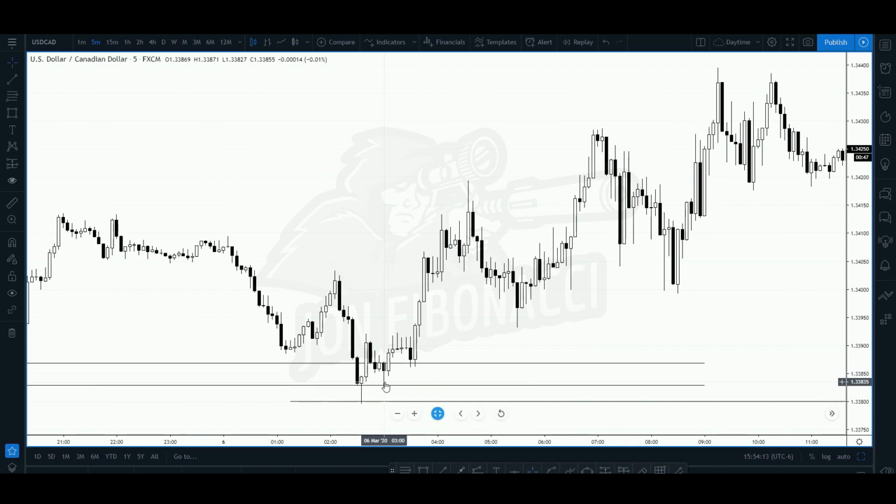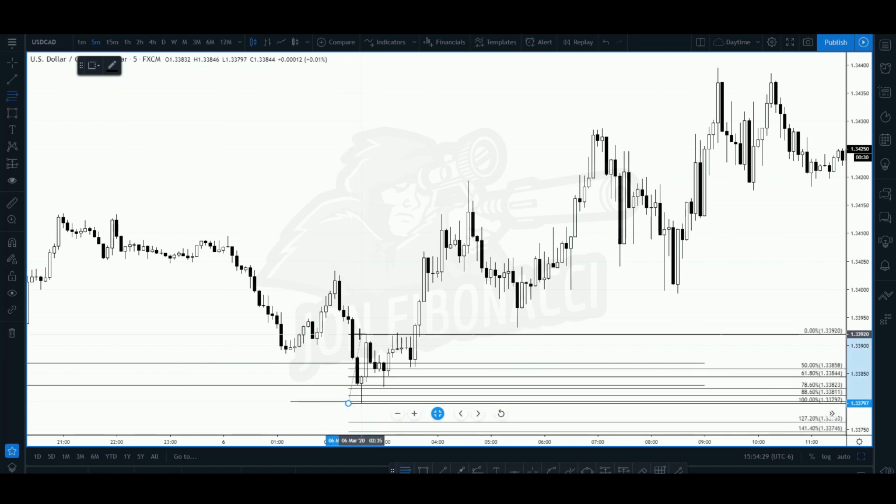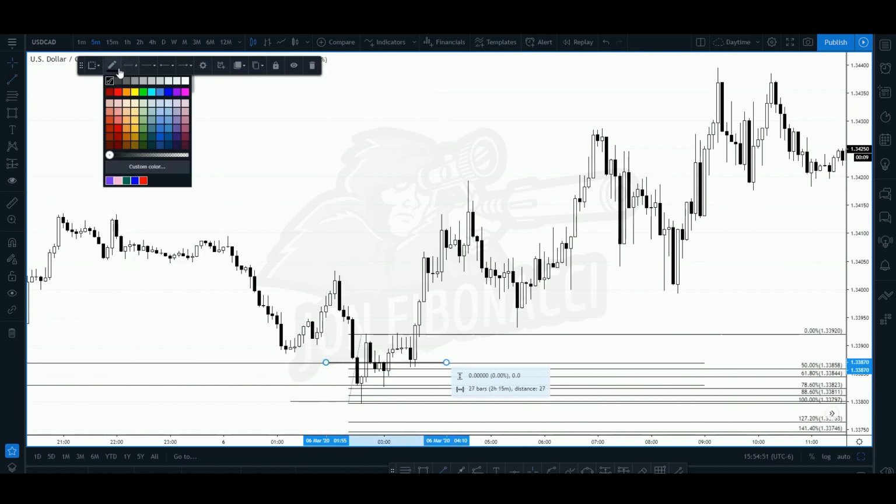And so when we returned on this little pullback at 3 in the morning, an hour into the London session, that's when I went ahead and entered my trade. I didn't do anything too fancy. I just took a fib from the low up to that high, and when it came down to about the 50, 618 level, I went ahead and picked it up. With the spread, I got in at about 87, which is about right here.